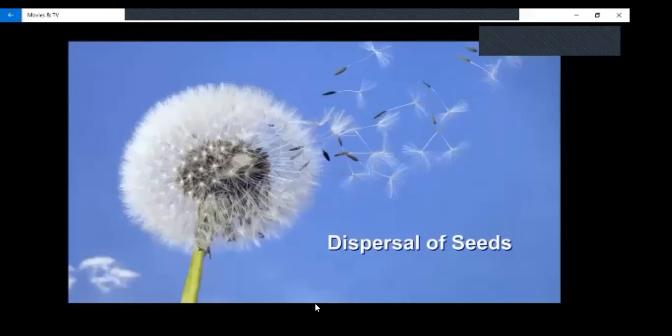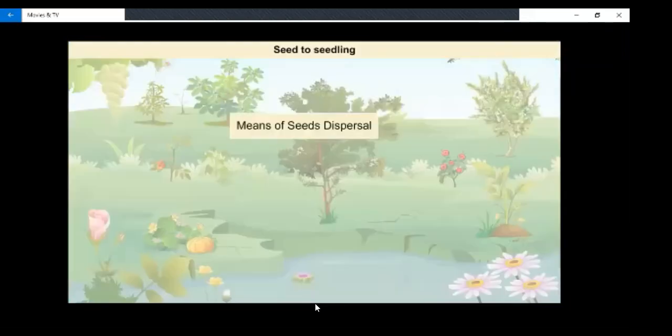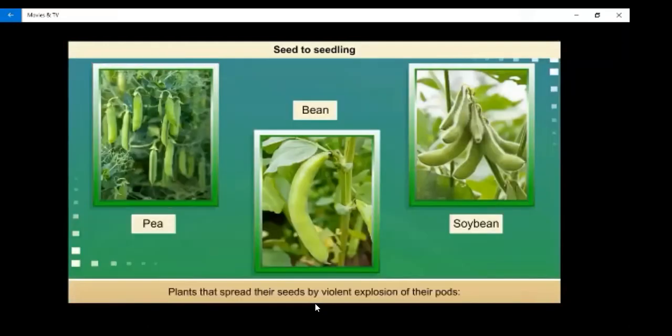Dispersal of seeds. Plants disperse their seeds by different means. Seeds may get dispersed by wind, water, fire, or animals. Some plants even shoot their seeds out explosively. Plants like the pea, bean, soybean, etc. spread their seeds effectively without any external help. They spread the seeds by violent explosion of their pods.